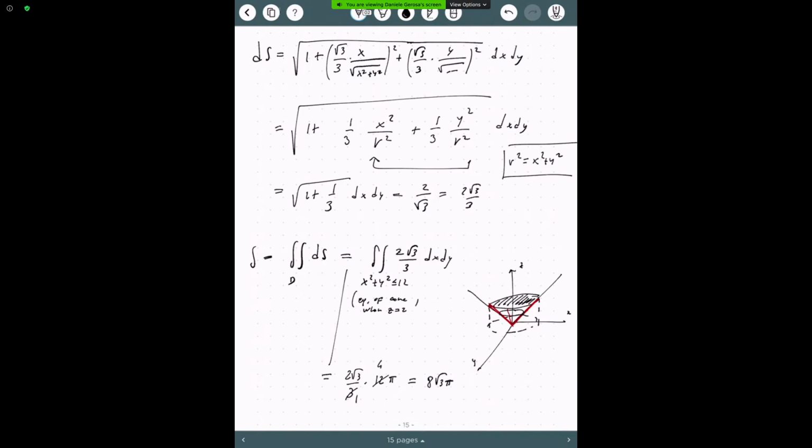I think I can do one more and then we just call the day. There are 4 minutes. Let's see number 6. Now my pen doesn't work, yes, it does. 14.7.6. So we want to compute the area of the paraboloid z equal to 1 minus x squared minus y squared in the first octant.